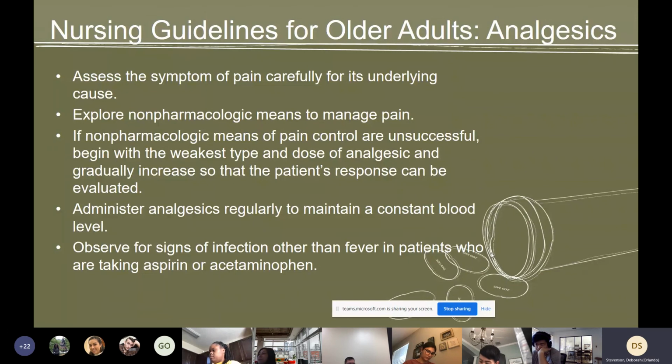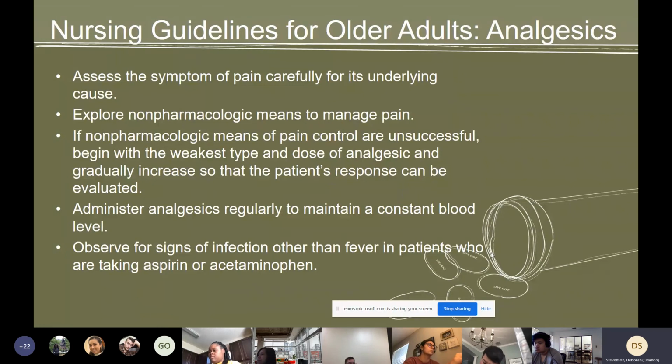The other thing is that if a patient is taking aspirin or acetaminophen, it can actually mask an infection because of the fever. So if they don't have a fever, that doesn't necessarily mean that they're not having an infection. So be sure that you're looking for signs and symptoms of any other type of infection.